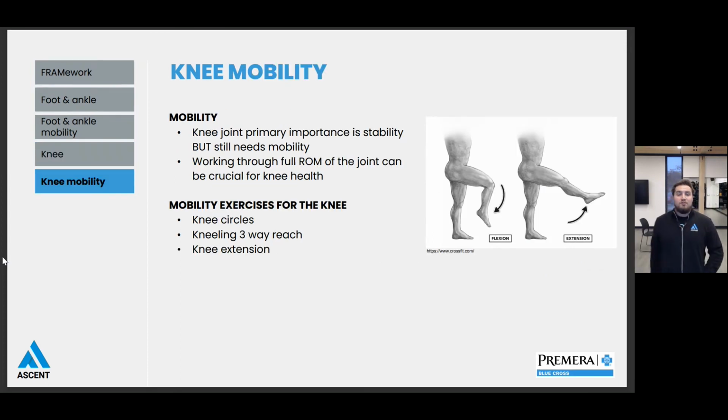Awesome. So the tendons and ligaments of the knee are very complex. We have 4 different ligaments in there, as well as our patellar tendon running right down the middle of the knee. So we want to make sure that we're working through full range of motion. Although the knee is primarily a joint that was used for stability, we need to place that emphasis on mobility and work through those full ranges of motion in order to have proper knee health. Then I'll be going over these exercises along with foot and ankle right now.